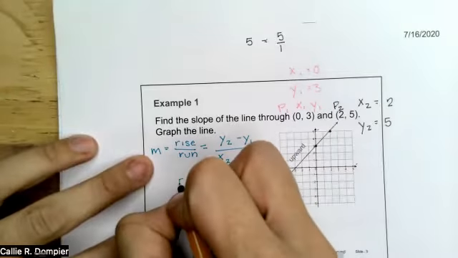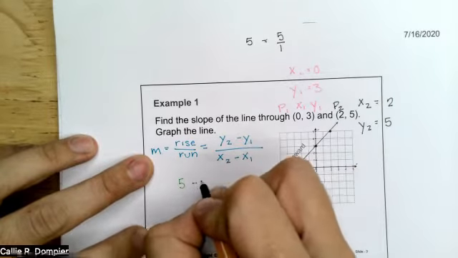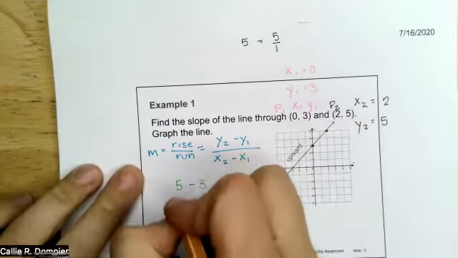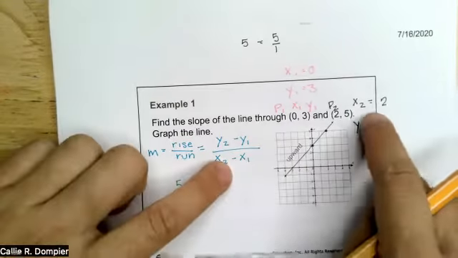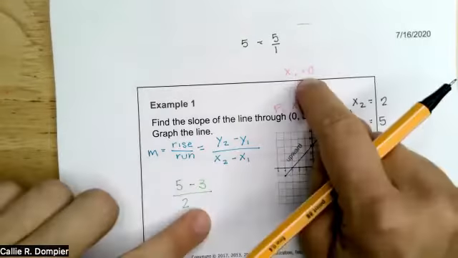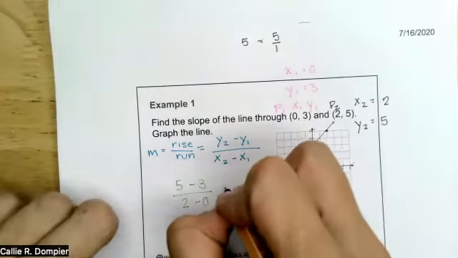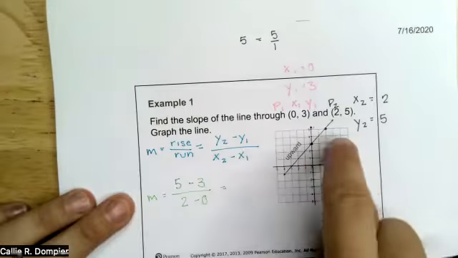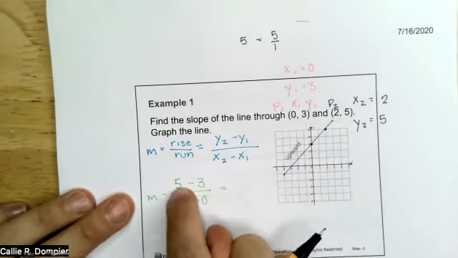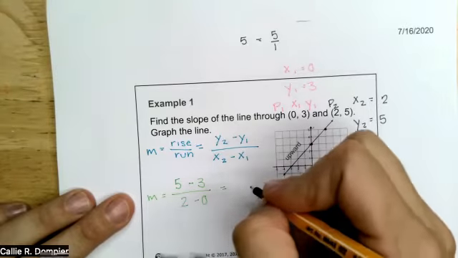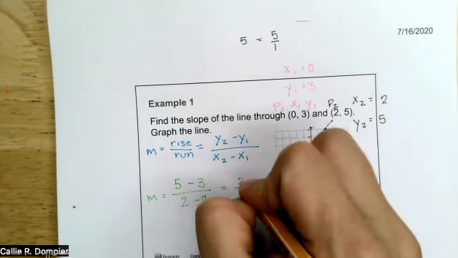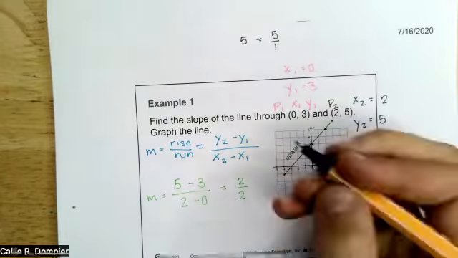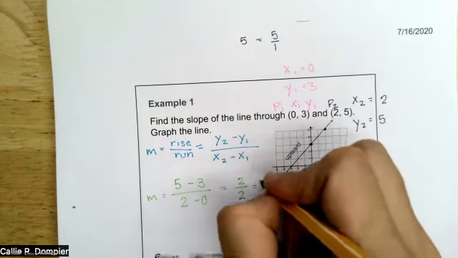So y2 is 5, y1 was 3. So that was 5 minus 3, okay? Here, x2 is 2, x1 is 0. So our slope for whatever this line is, we don't know, is 5 minus 3 over 2 minus 0. 5 minus 3 is 2, right? And then 2 minus 0 is also 2. 2 divided by 2, if you put that into your calculator, any number divided by itself is just the number 1.